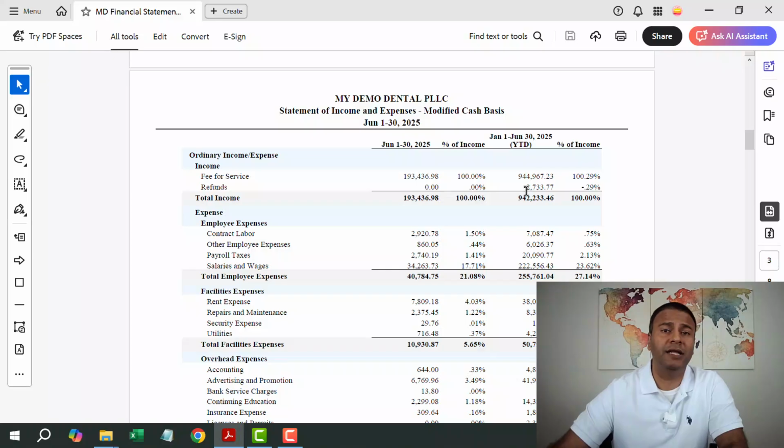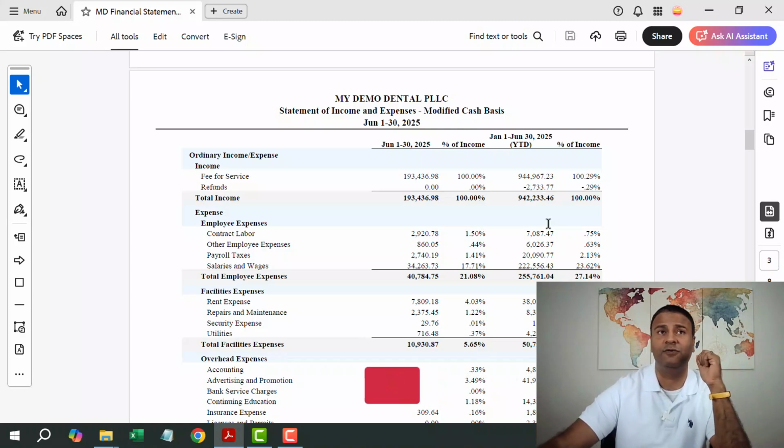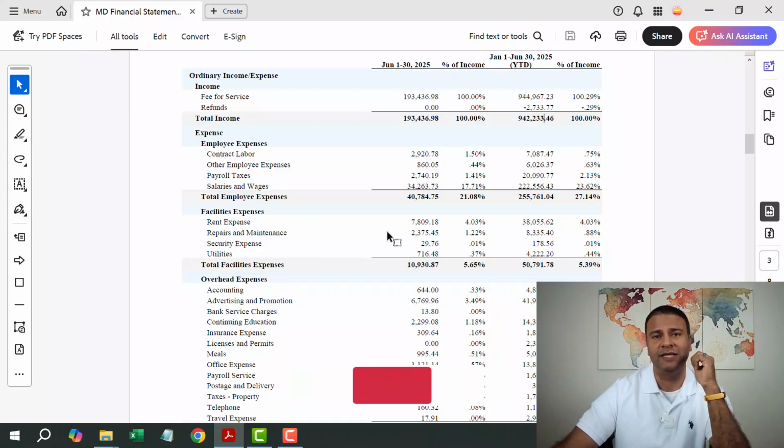So let's look at group number 1. It shows you income. So this is the collection for the month of June, and this is the collection for year to date for 2025. So it's telling you the total income that this entity has had for the year is $942,000. Okay, let's move on to the expenses and the different groups of expenses.